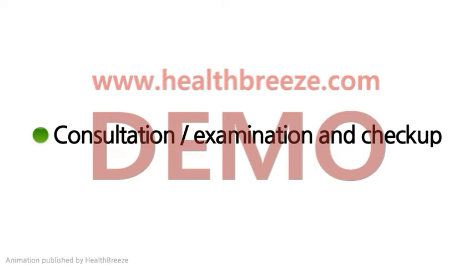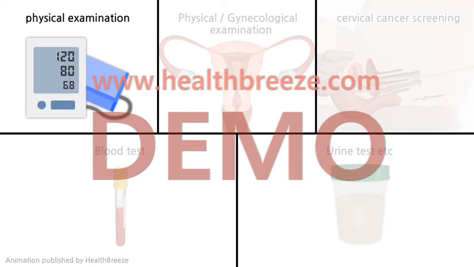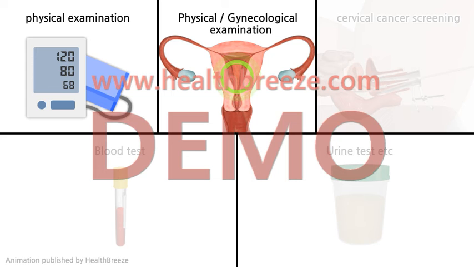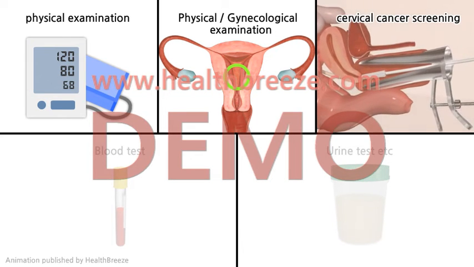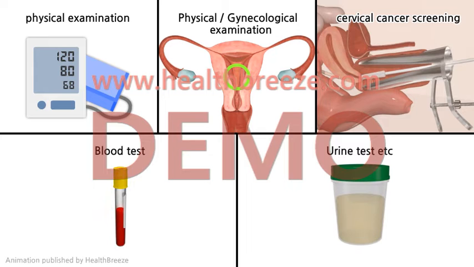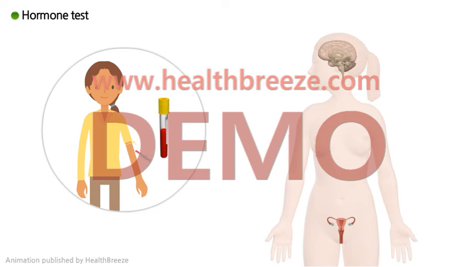Consultation, examination and checkup. Through consultation with a physician, check previous medical history, and get basic tests such as physical examination, gynecological examination, cervical cancer screening, breast radiography, blood test, urine test, etc. Hormone test. 2 to 3 days before menstruation, examine hormone levels which influence ovulation and pregnancy by undergoing a blood test.